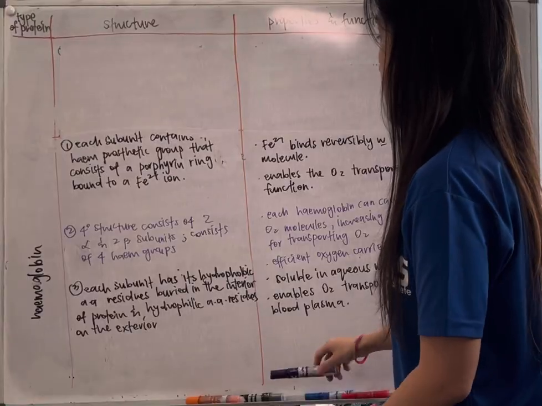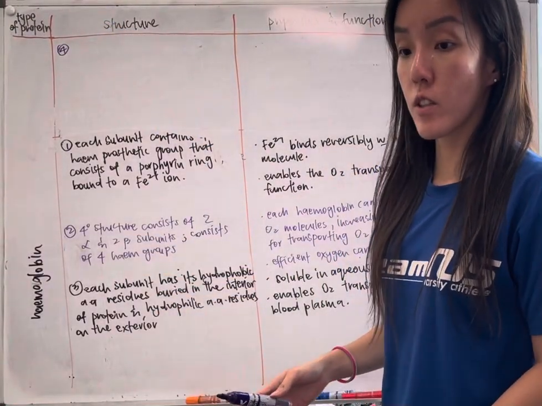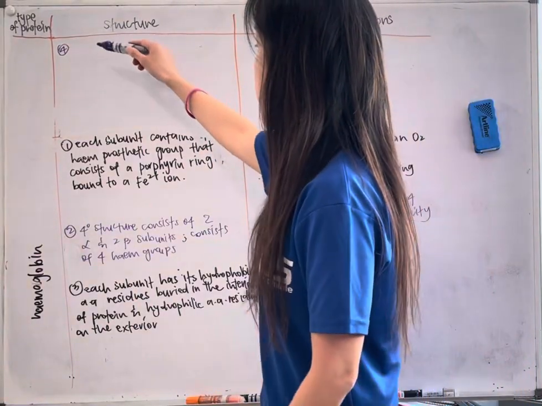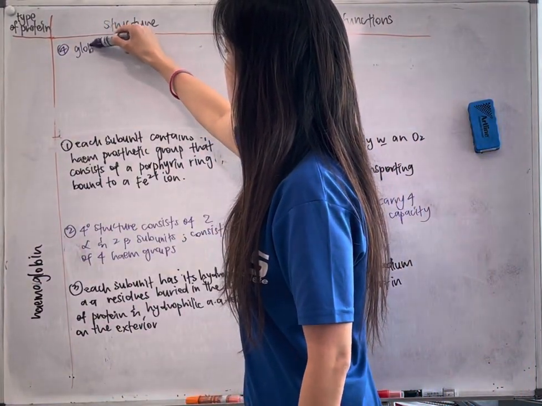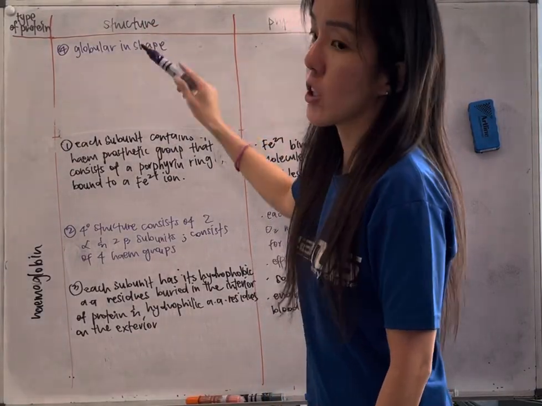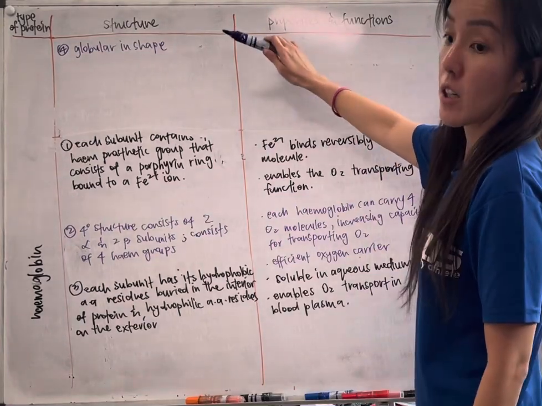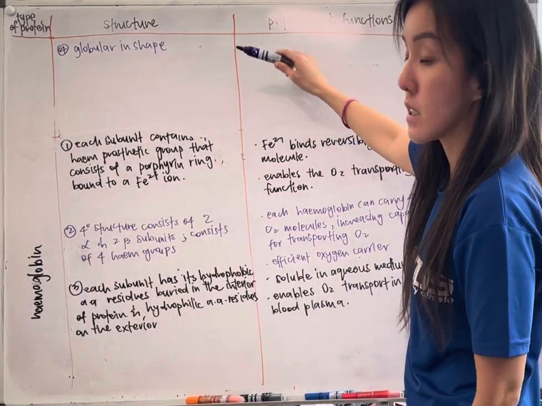The structure of hemoglobin in its quaternary structure is globular in shape. This actually matters because it allows many molecules to be packed compactly into the red blood cell.